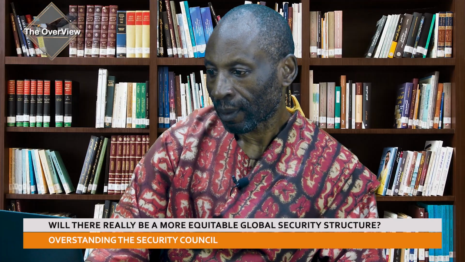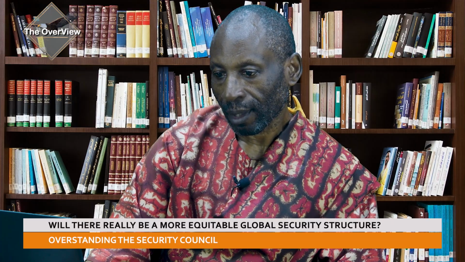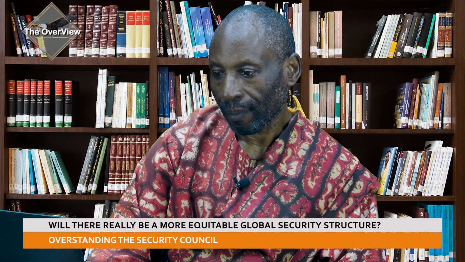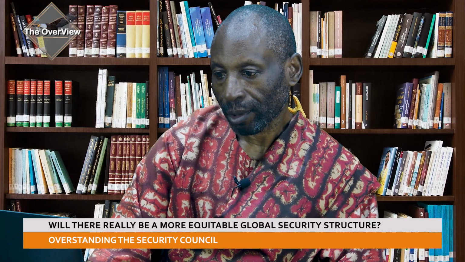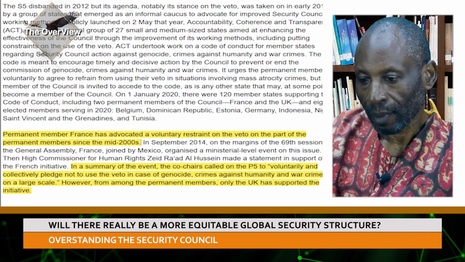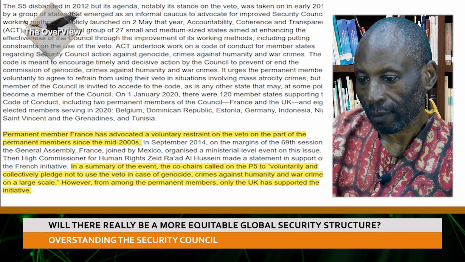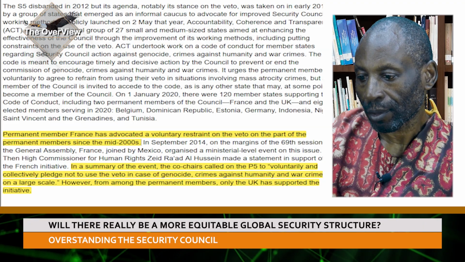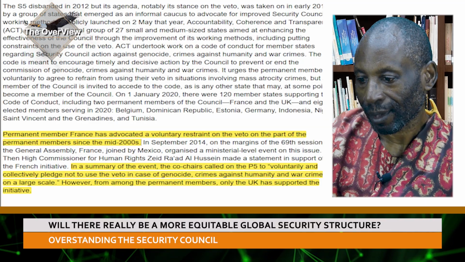And here, from the Global Governance Forum website, it's talking about how France has been advocating since the mid-2000s for changes to the Security Council and the veto power. Permanent member France has advocated a voluntary restraint on the veto on the part of the permanent members since the mid-2000s. In a summary of the event, the co-chairs called on the P5 to voluntarily and collectively pledge not to use the veto in case of genocide, crimes against humanity, and war crimes on a large scale. So war crimes on a small scale will be okay.